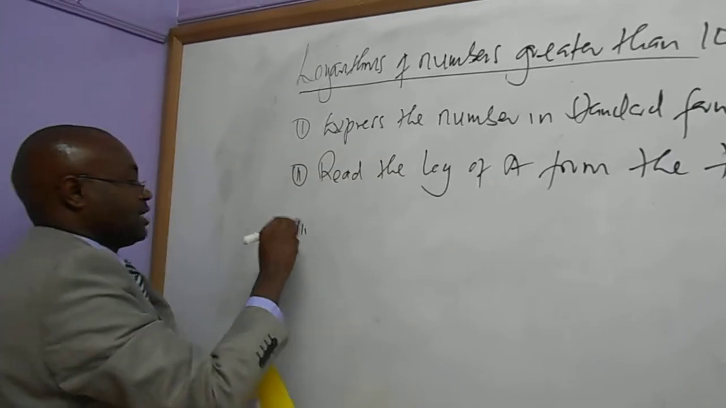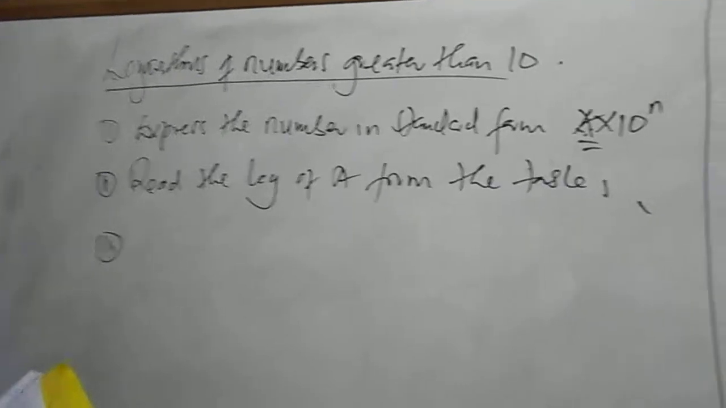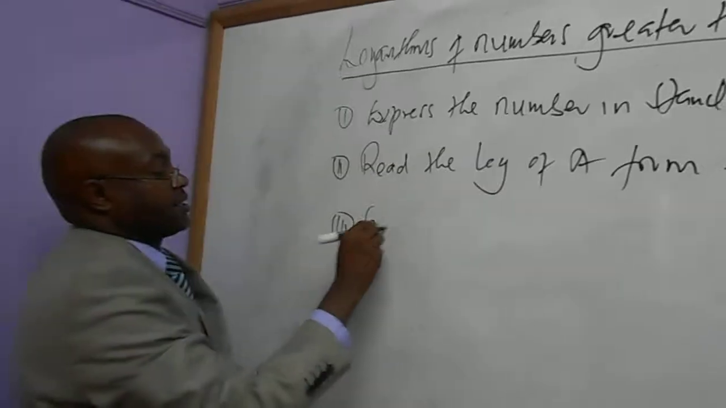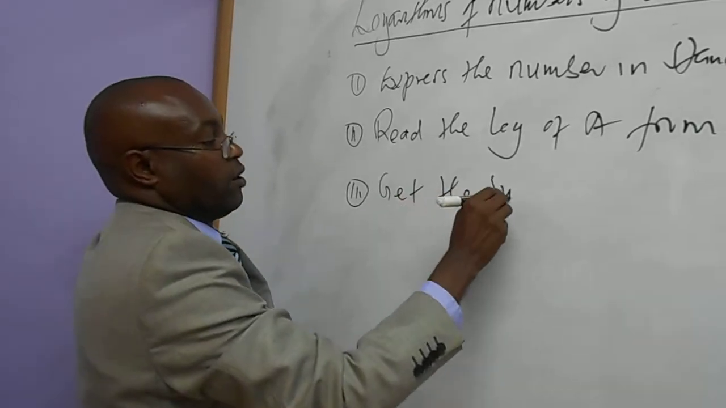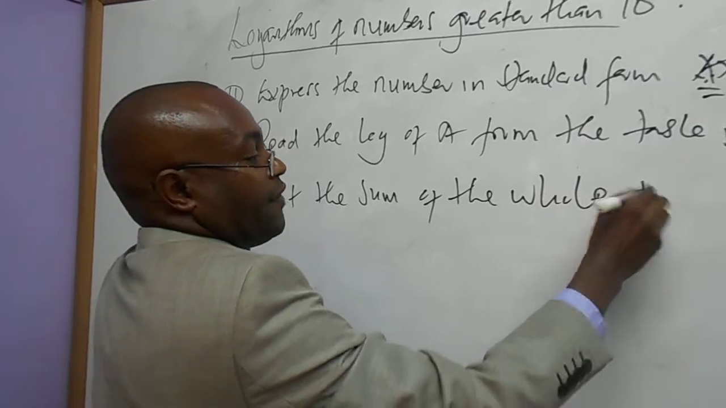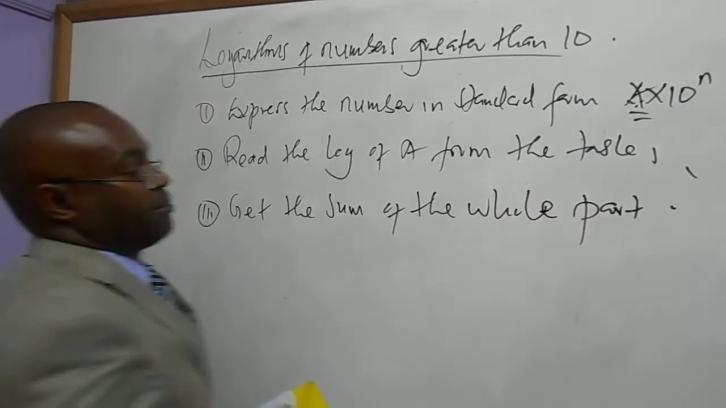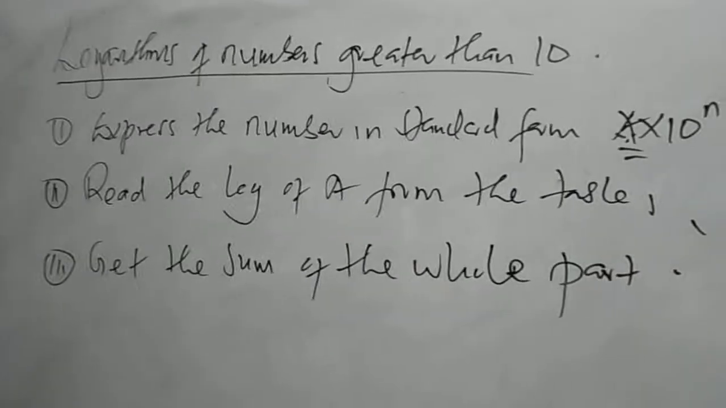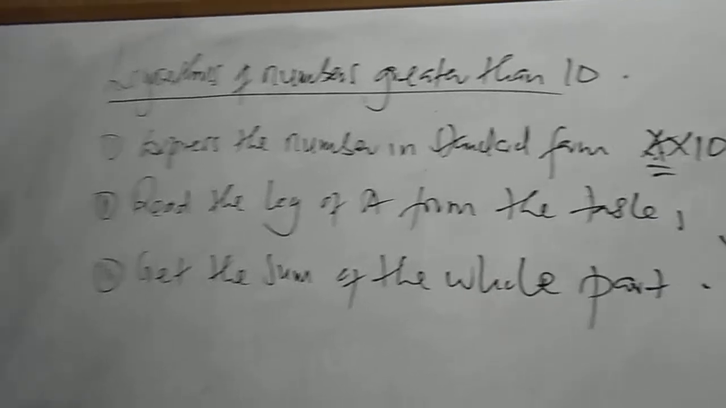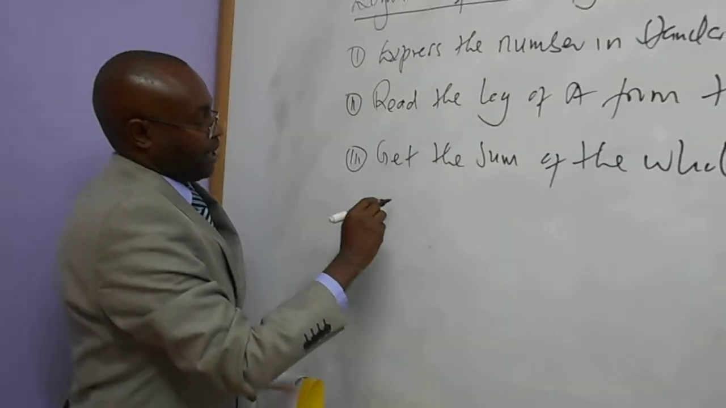And the third step is basically getting the sum of the whole part. And that way you would have been able to get the logarithm of a number greater than 10. Let's look at a few examples.